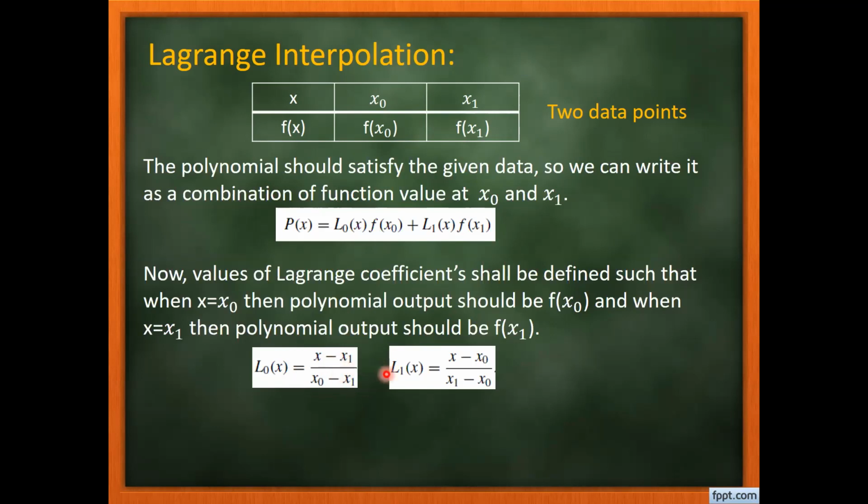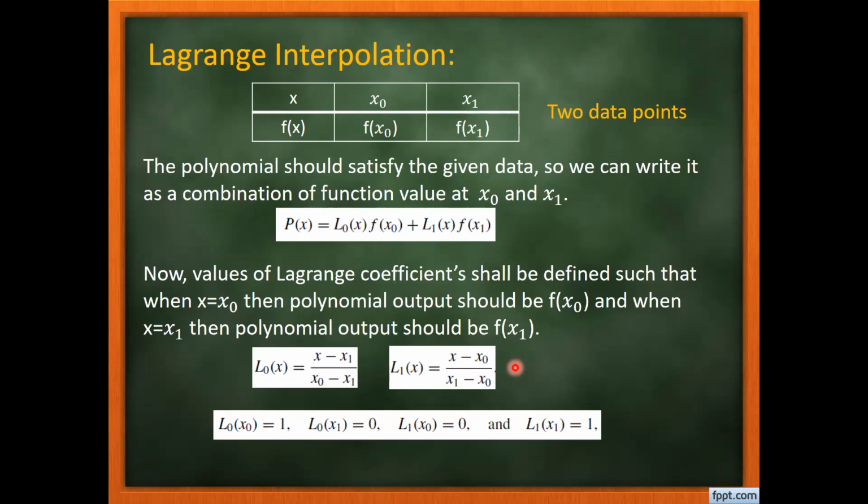The same strategy is adopted for L1. When we substitute x1, it will be x1 minus x0 divided by x1 minus x0, which is equal to 1. And at x0, it will be x0 minus x0, which is 0. So to repeat, the strategy we have made is that the L0 numerator should be 0 at all the nodes other than x0, and the L1 numerator should be 0 at all the nodes other than x1. We will keep this in mind and use this strategy again to define Lagrange coefficients.